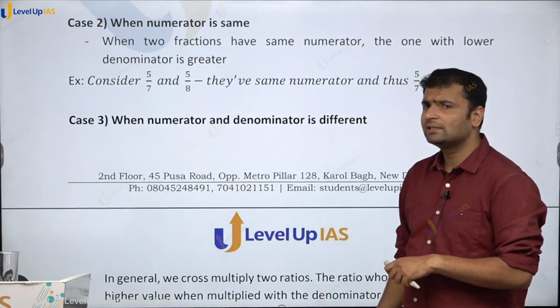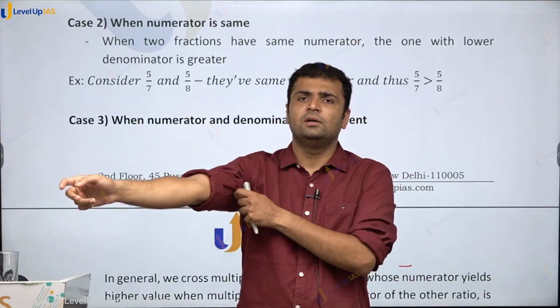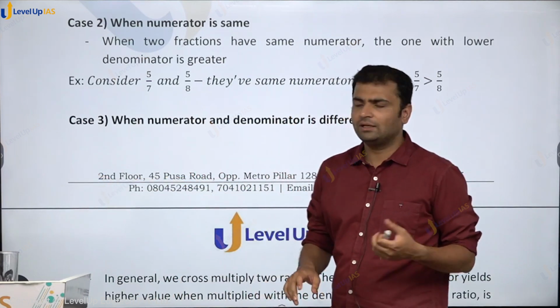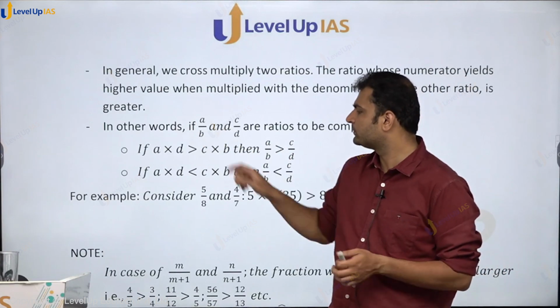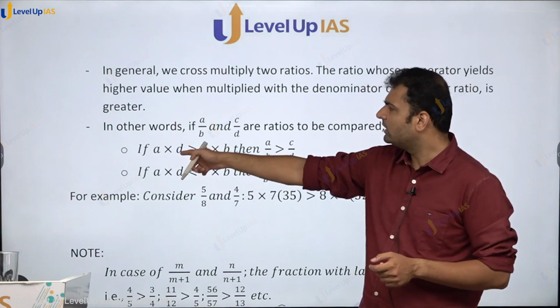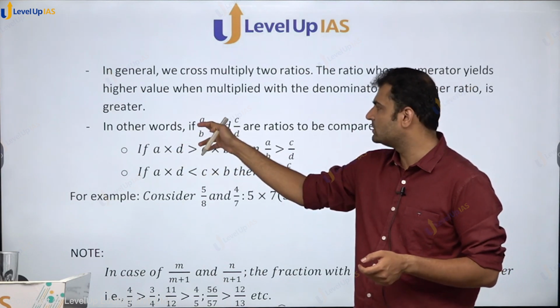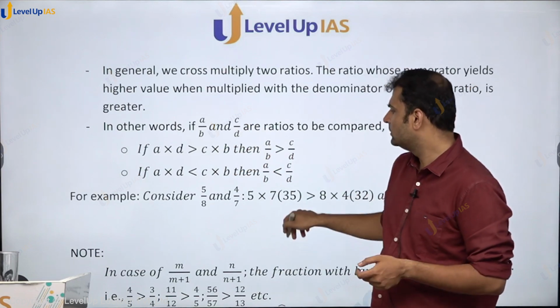And the last case is the most general case that can be applied in the first two cases as well. Here, if the numerator and denominator are not the same, what we'll do? We'll simply cross multiply, a into d and b into c. If a into d is bigger, then this fraction is bigger. If c into b is bigger, then this fraction is bigger.